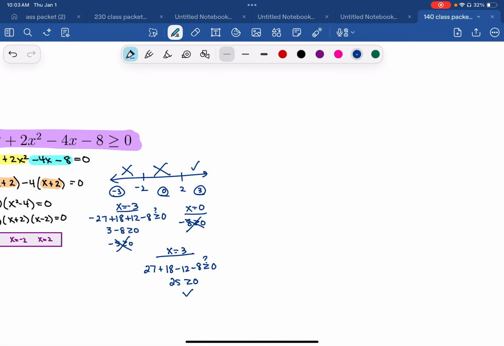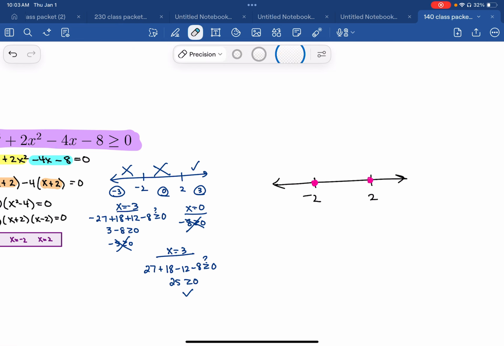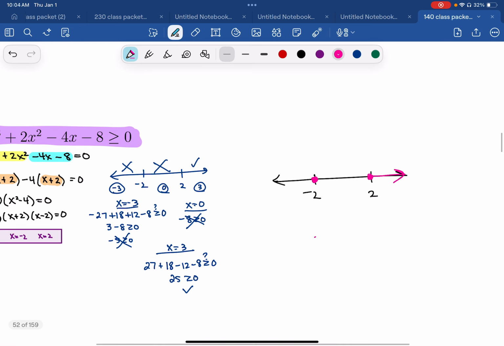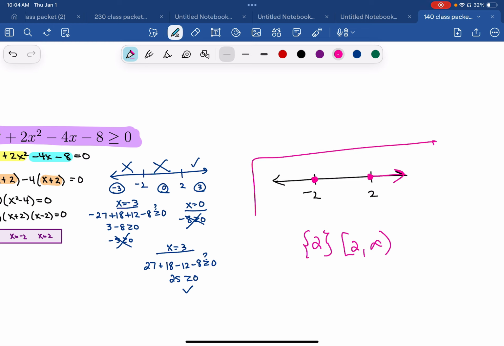Okay, so when we graph our solution now, we're going to put both numbers on there. And remember, we said that both of those answers are solutions because it's or equal to. So I want a closed dot at both points. And then I only want the space that's bigger than 2. It's going to look this way. So kind of awkward if you were writing it. Your solution here would be 2, and I would put it in braces because it's a single value, and from 2 to infinity. And that would be your answer.